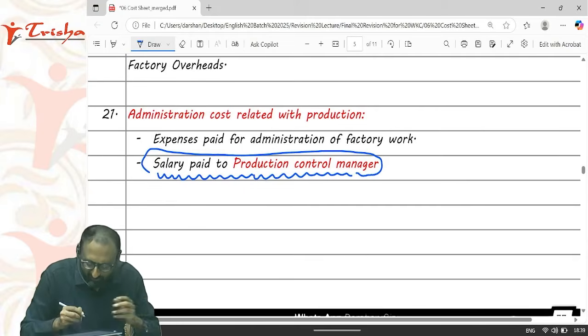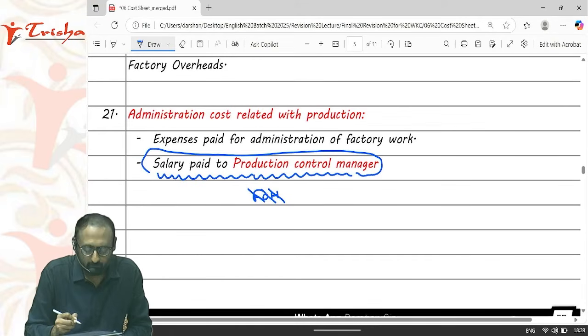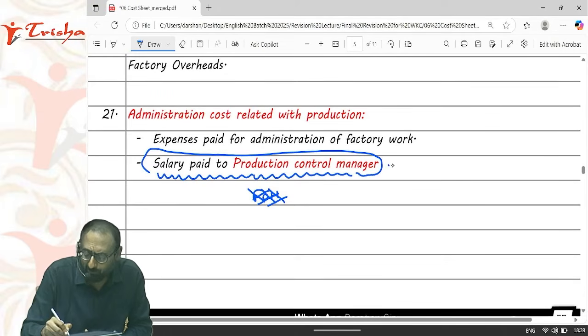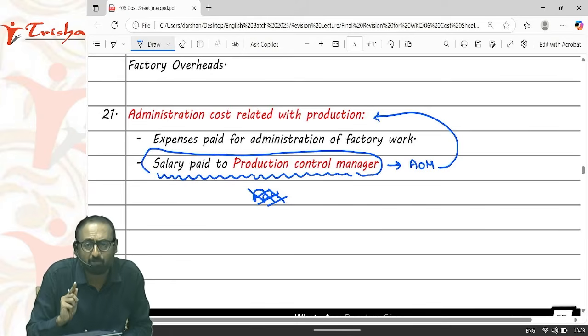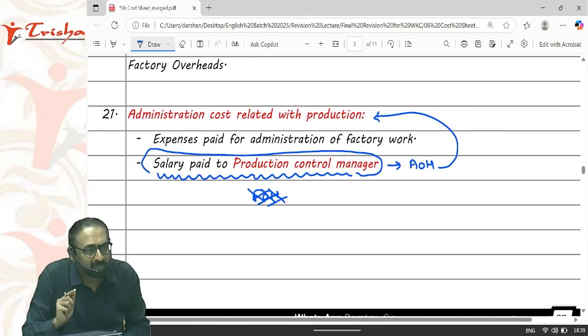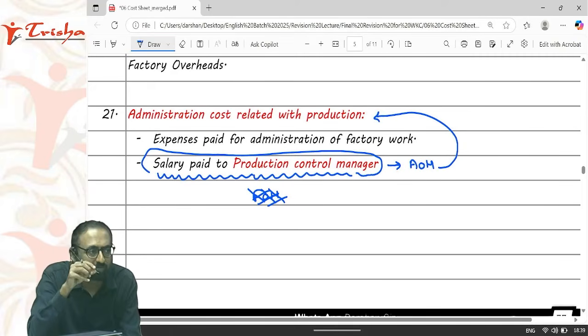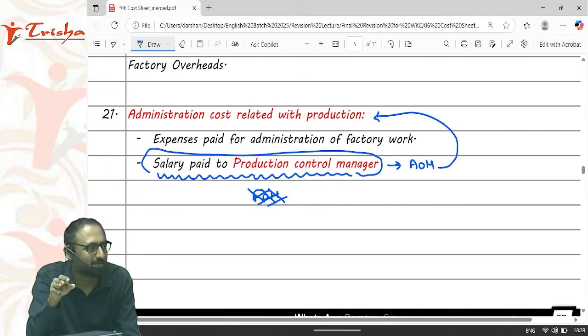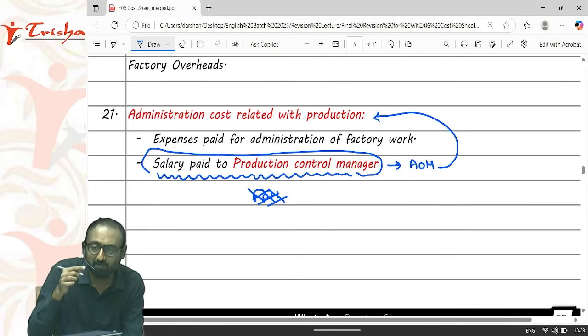Some students in the exam think, okay, production control manager, so it is a factory overhead. No, no, no. Sir, our institute classifies salary paid to production control manager as administration overhead related with the production. Remember this important line. If you are not focusing, you are just reading, and you focus only on production, some students will think it is a factory overhead, and marks will be directly deducted. So it is not a factory overhead. It is administration overhead related with the production.